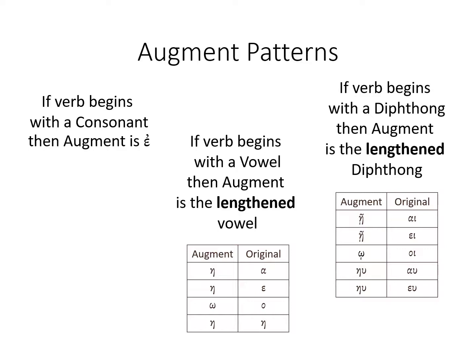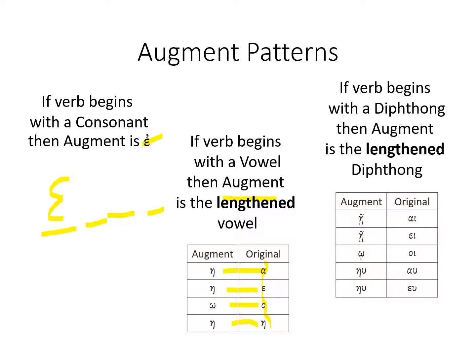Our augment patterns: if the word begins with a consonant, simple. Just add an epsilon at the beginning, and that is going to clue us to the verb as being a past time verb. If the verb begins with a vowel, that vowel is lengthened, and we've seen these patterns already. Here are the shortened versions. That's the original. Alpha lengthens to eta, epsilon also, omicron to omega, and eta stays the same.